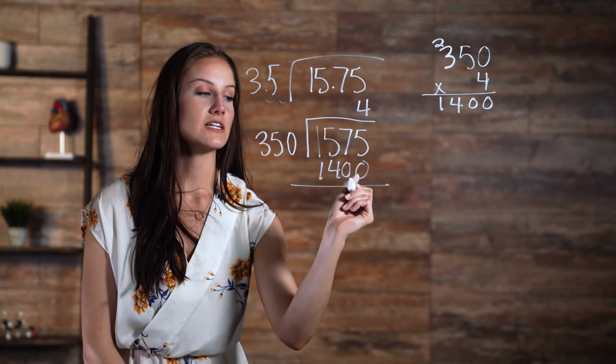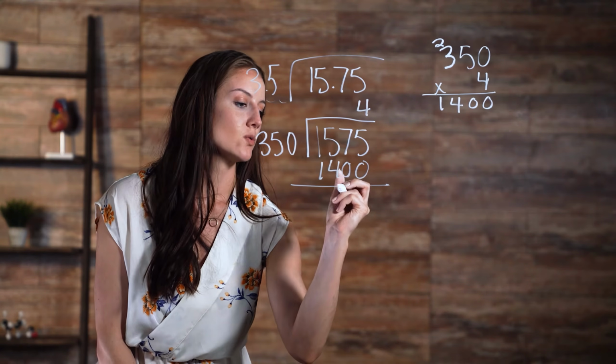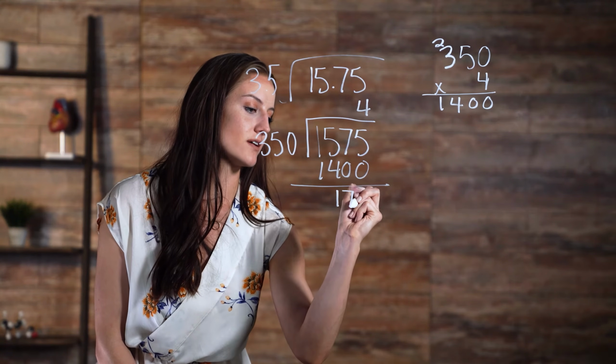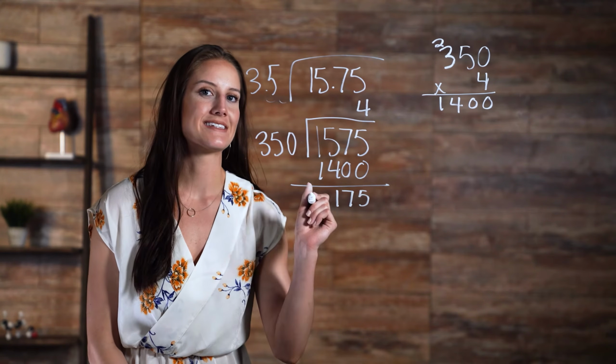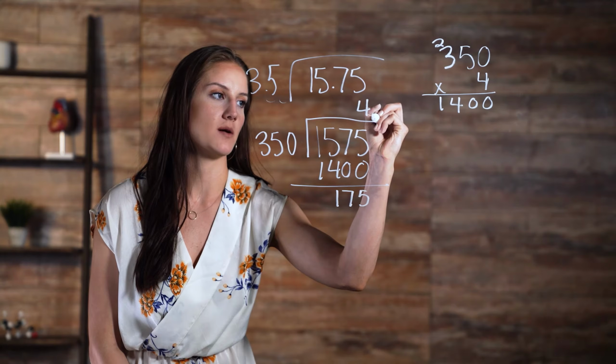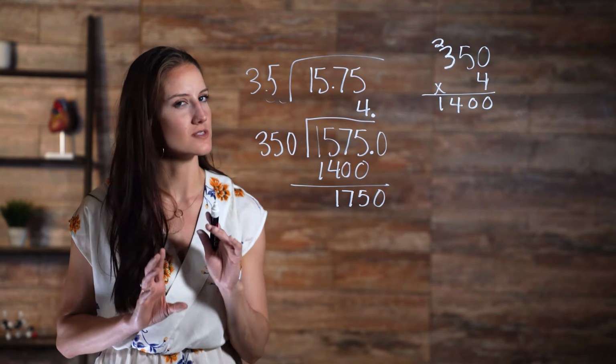So now we have 1400 being subtracted from 1575, which leaves us with 175 left over. So now we want to be sure to add a decimal after the 4 on the top as well. Now we divide 1750 by 350 with some trial and error.